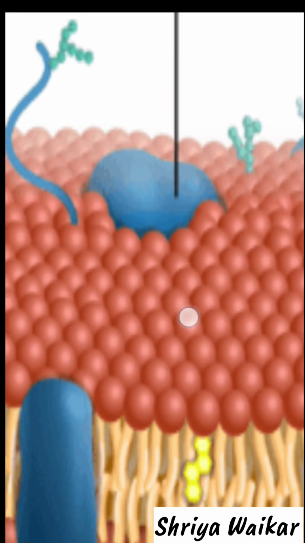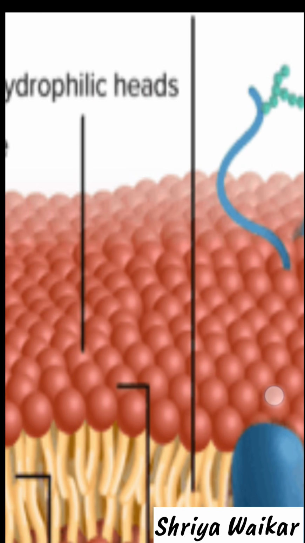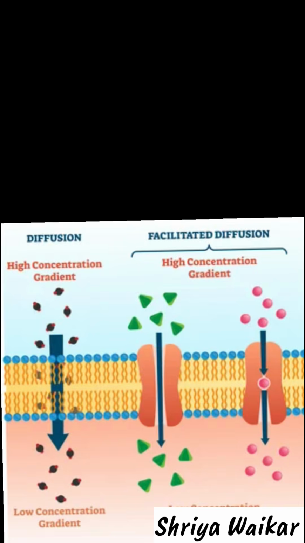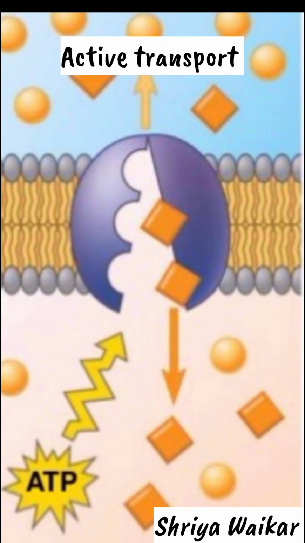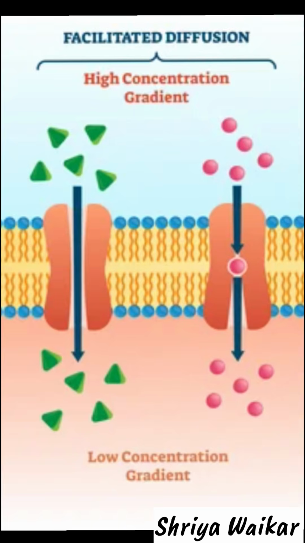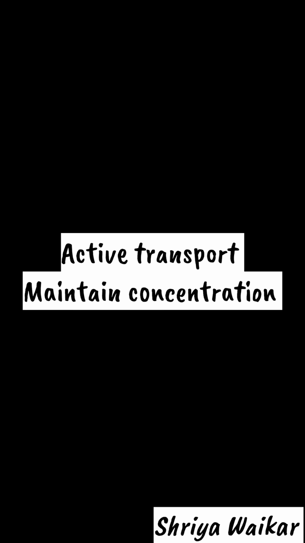So if we see the primary differences, they are in the use of energy and the direction of movement for active and passive transport. The movement is with the gradient, from higher to lower, in passive transport, whereas it moves against the gradient, from lower to higher, in active transport. Active transport requires ATP energy, whereas passive transport does not require energy. The goal of passive transport is to achieve equilibrium, and the goal of active transport is to maintain a specific internal concentration.